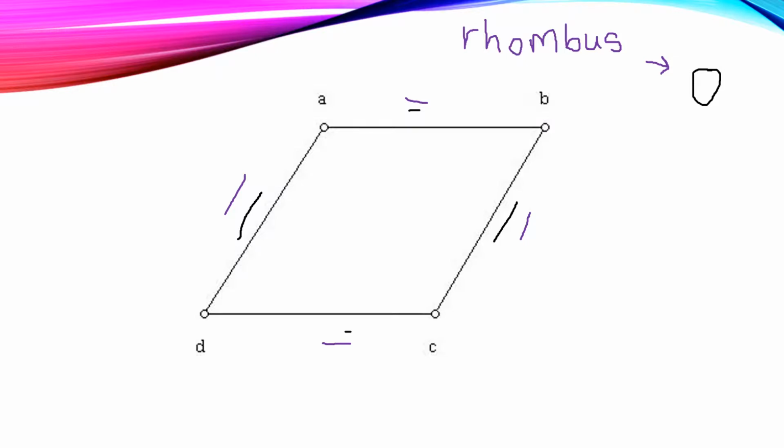with four equal sides. So that means this side is the same length as this side, is the same length as this side, and this side is the same length as this side. They all equal the same amount. That's a rhombus.